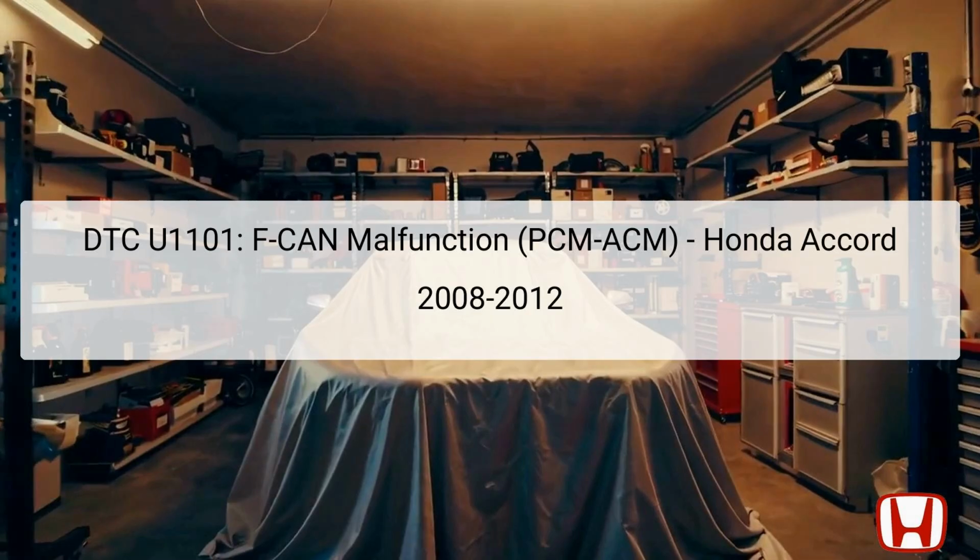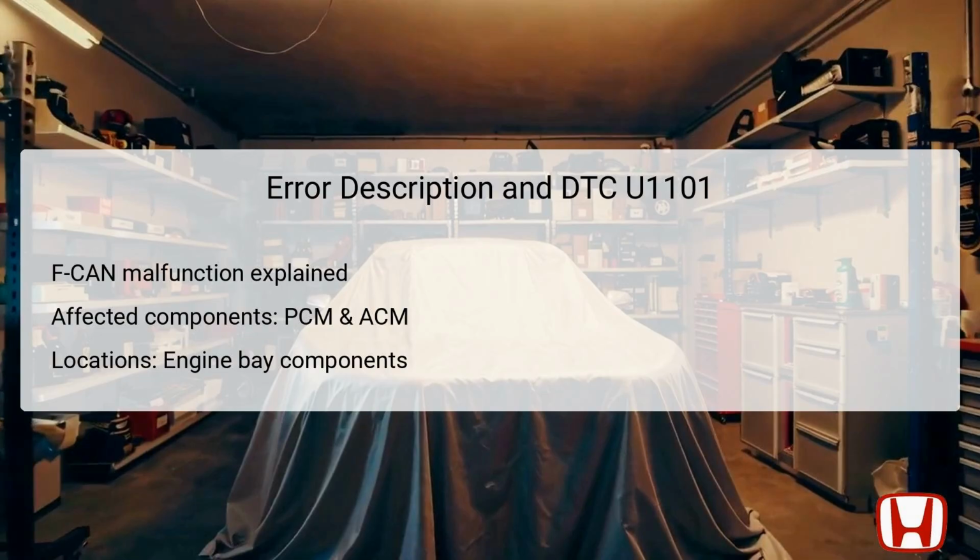any related issues thoroughly. DTC U1101 highlights an issue within the FCAN, or the Faulty Controller Area Network, which serves as a communication pathway for data transfer between various electronic modules, such as the PCM and the ACM. The PCM, serving as a command center for engine functionalities, is responsible for adjusting parameters for optimal engine performance and emissions management. The ACM, on the other hand, handles active control features which enhance ride comfort and vehicle handling.